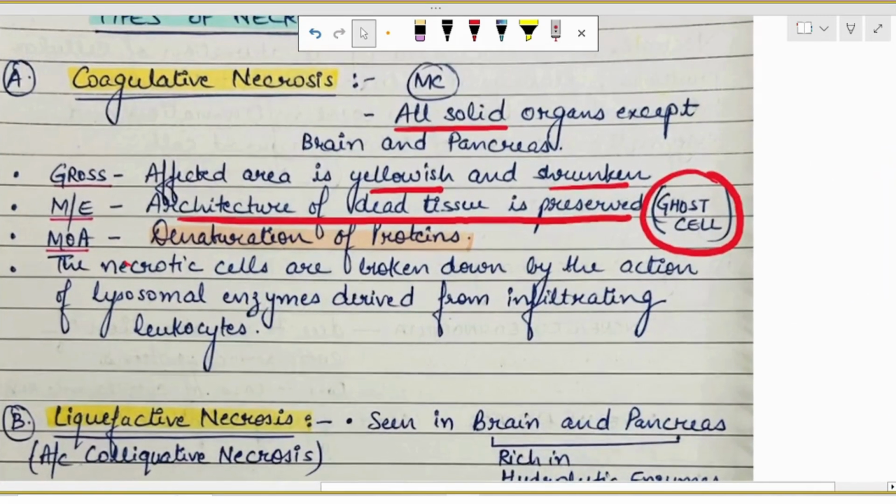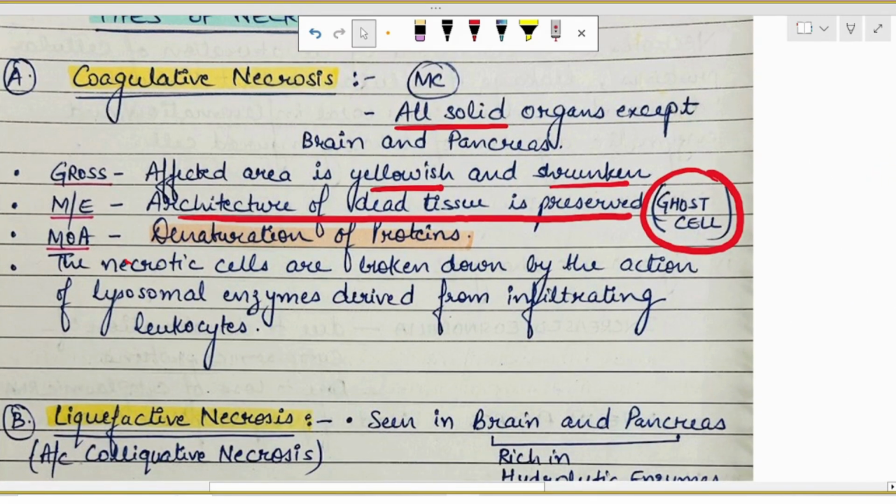So, what is the mechanism by which coagulative necrosis occurs? This happens because of the denaturation of the proteins. The necrotic cells are broken down by the action of lysosomal enzymes derived from the infiltrating leukocytes. Inflammatory leukocytes will come and will cause the digestion of the necrotic cells.